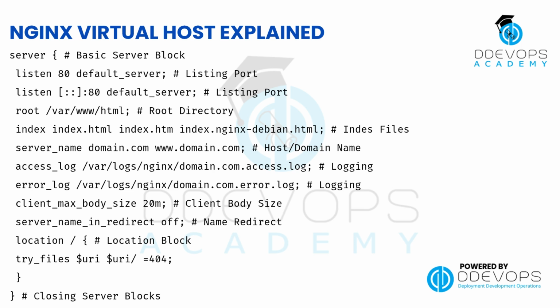Redirect behavior. Prevents NGINX from using the server name in redirects. Useful for security or consistency in multi-domain setups. Location block handles requests to the root path. Try files checks: if the file exists, $uri. If a directory exists, $uri/. If neither, return a 404 not found.